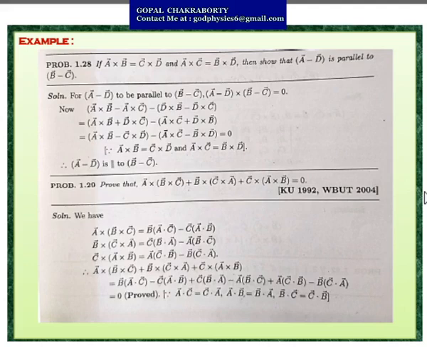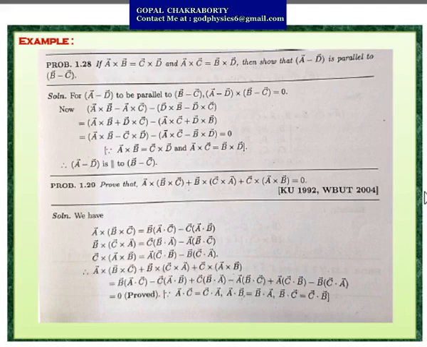So starting from our consideration that the cross product will be 0, we get that our result is 0. That means the A minus D vector is parallel with the B minus C vector. Now the next problem, you have to prove A cross B cross C plus B cross C cross A plus C cross A cross B equals 0.